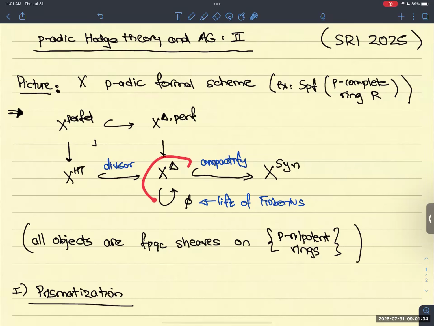It comes equipped with a lift of the Frobenius. It comes equipped with a certain divisor called X Hodge-Tate. It has a compactification called the syntomification. This we will not be talking about. And then because there's a Frobenius lift on X, you can form some perfection in a stupid way by taking the inverse limit along the Frobenius. And then if you pull back the divisor, you get something over here. And that is, in fact, the thing I discussed yesterday.